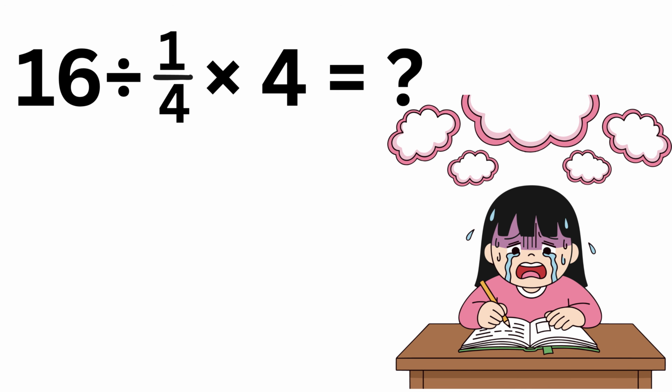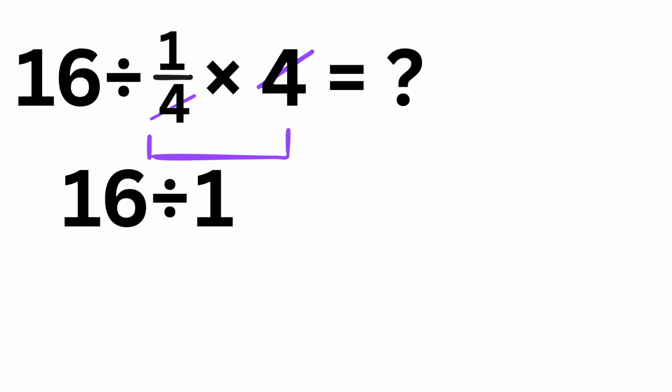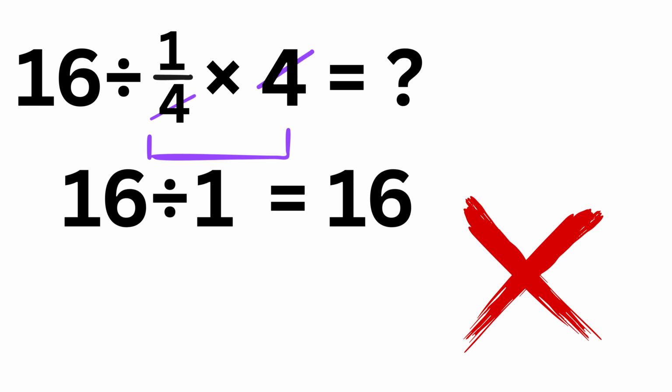16 divided by 1 over 4 times 4. We can cancel this 4 and this 4, which will give us 1. And then 16 divided by 1 gives us 16. But this answer is incorrect.